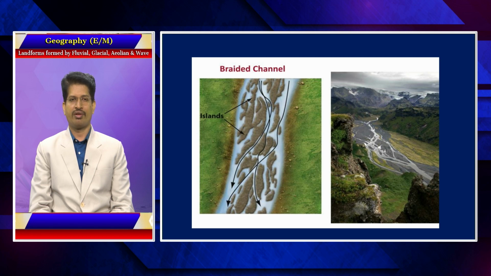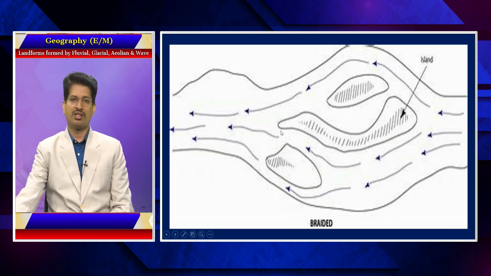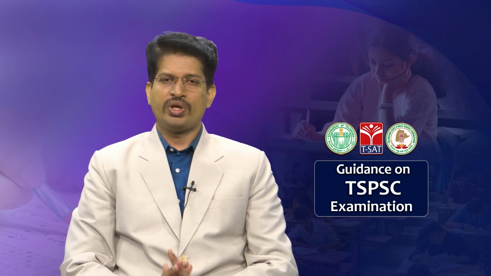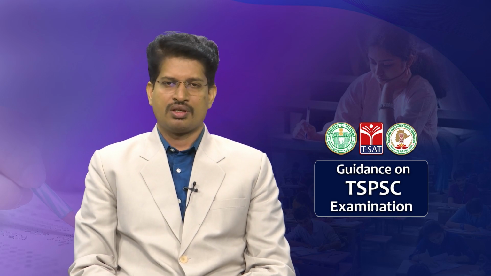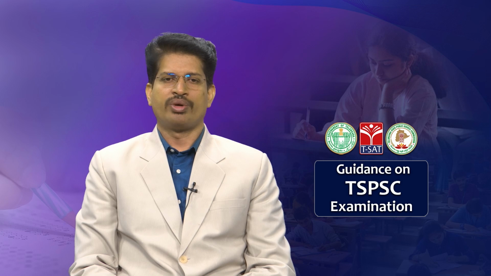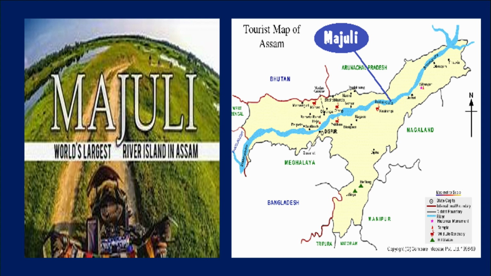This kind of condition is known as a braided strait or braided channel. These are known as riverine islands. We have got the largest riverine island in the world. In Assam, in the Brahmaputra river, they may ask you the largest riverine island is Majuli. Majuli is the largest riverine island in the world, in our country, in the Brahmaputra basin of Assam.